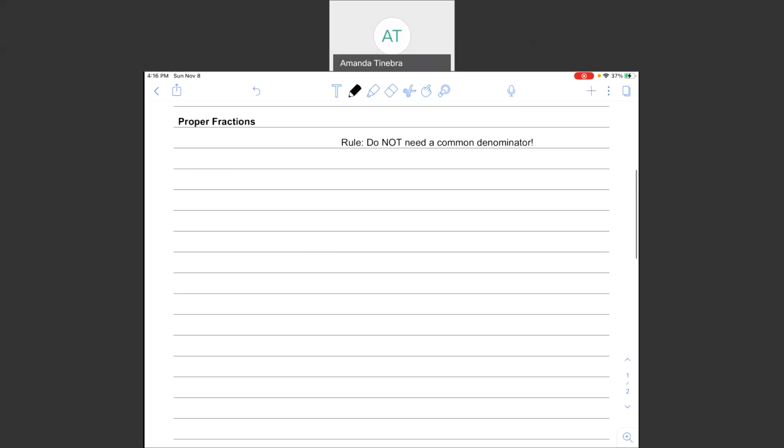So when we're multiplying proper fractions, again, as we've been doing, we're going to start with an example. Our example is 1/3 times 5/6. And the rule here is very simple. We do not need to get a common denominator to multiply fractions. Instead, all we have to do is multiply the numerators together, that goes on the top, and then multiply the denominators together, and that goes on the bottom.